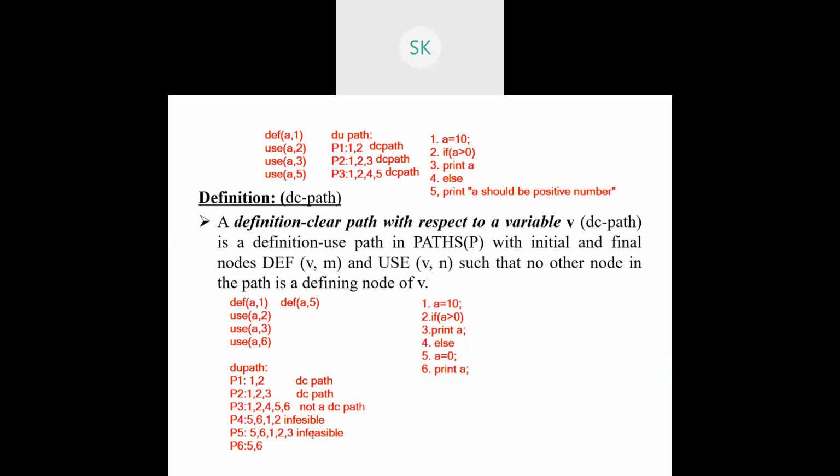5 and 6. 5 is defined, 6 is used. So no problem at all. This can be a definition clear path. This is with respect to only the program slice I'm talking about. I'm not talking about the whole program now. I'm talking about the slice, where the slice has the starting node as a defining node and the ending node as the usage node. That's it.